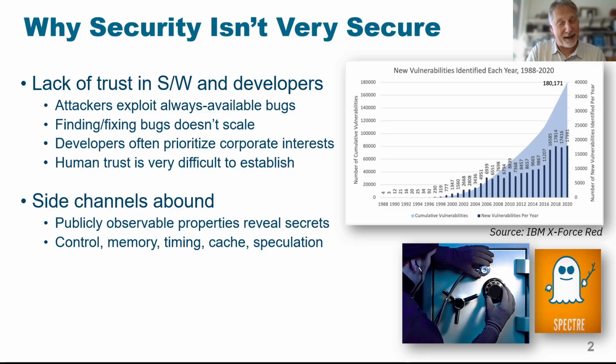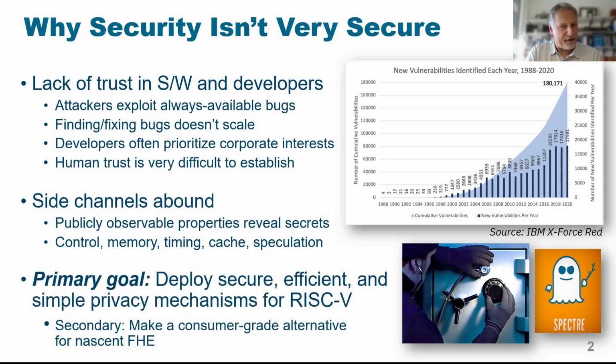Let's say you were able to establish that trust and write a perfect program. You'd still have to deal with the other side of the security coin, which is side channels. Side channels are when publicly observable properties of the system leak information about the secrets inside of it. And in modern computing systems, this can come from how the system accesses memory, how the timing of the operations or the API calls occur, how it's interacting with its cache, how it's speculating or misspeculating as a microprocessor. All these things can leak information and have been demonstrated to do so. Security is not very good in today's world.